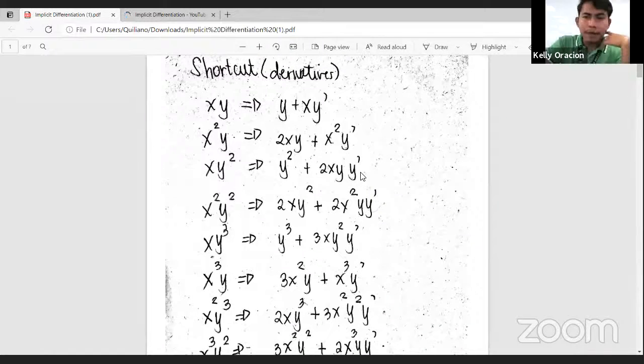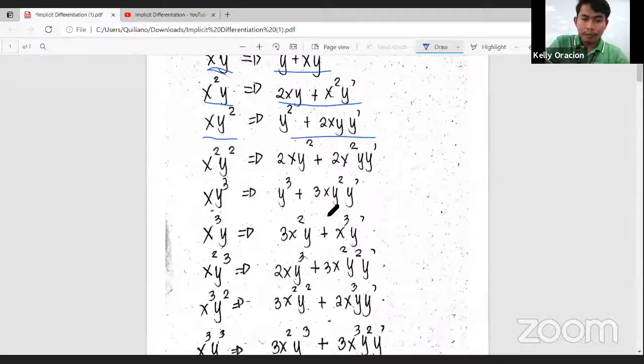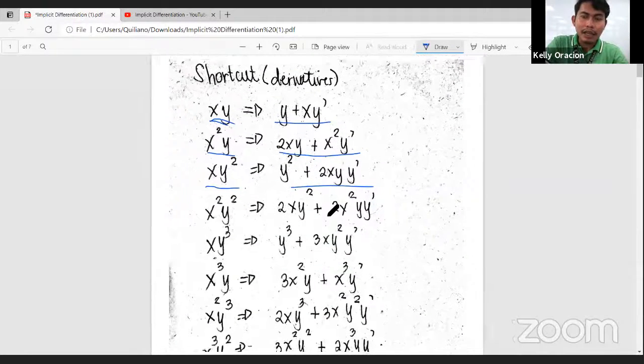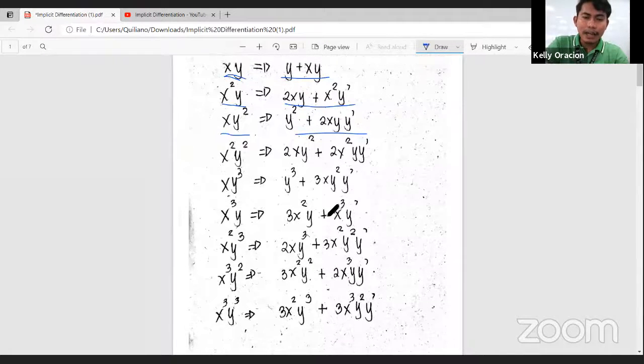So before we start the discussion, I am going to share with you this one. This is very important. The purpose nito is that it will serve as your guide, especially if you will give an equation. If you are going to get the derivative of this one, this is the answer. If you are going to get the derivative of this one also, this is the answer, and so on and so forth. So please download the copy. Naka-PDF siya. Please download ha, para may guide.